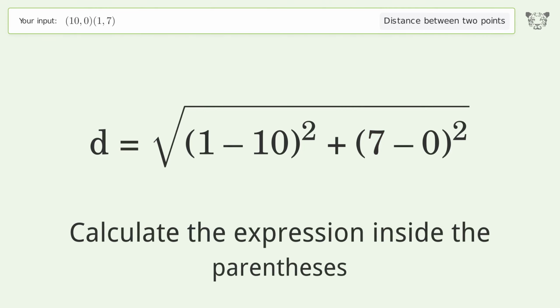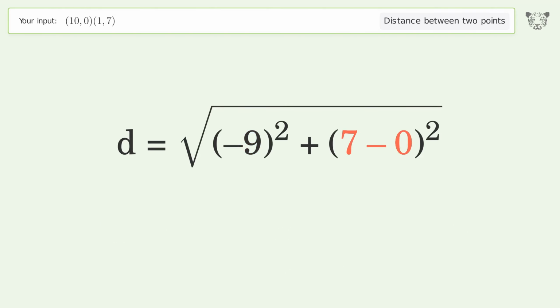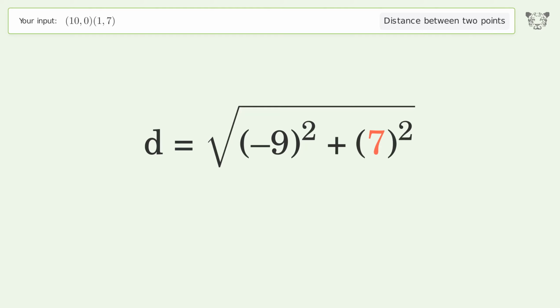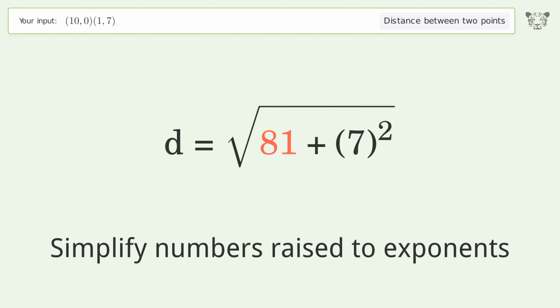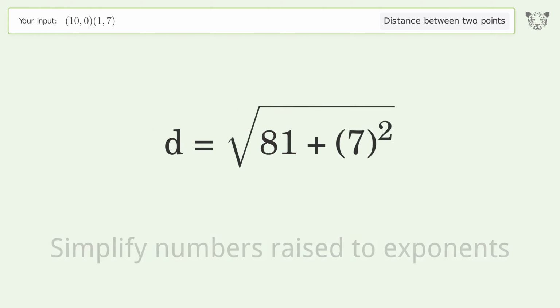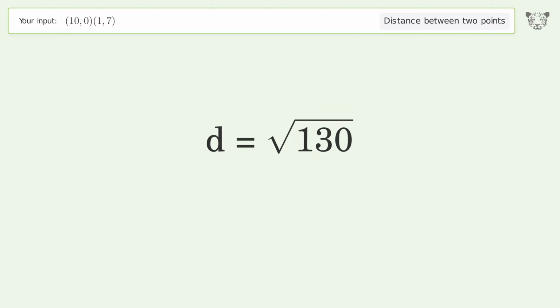Calculate the expression inside the parentheses. Simplify numbers raised to exponents. Simplify the arithmetic. And so the distance between the 2 points is the square root of 130, or 11.402.